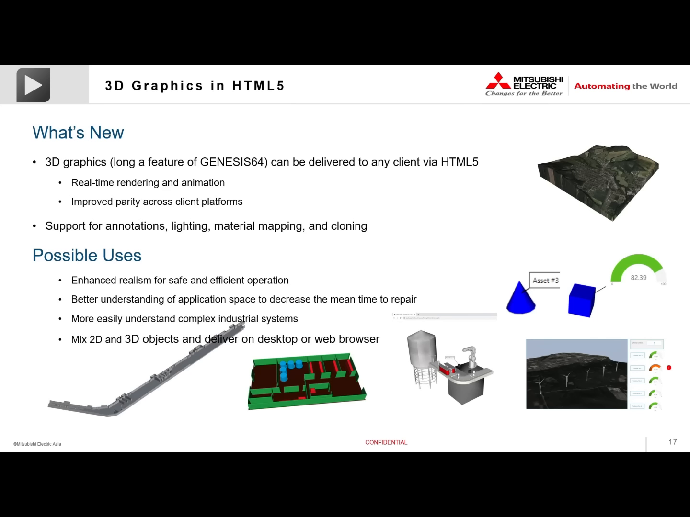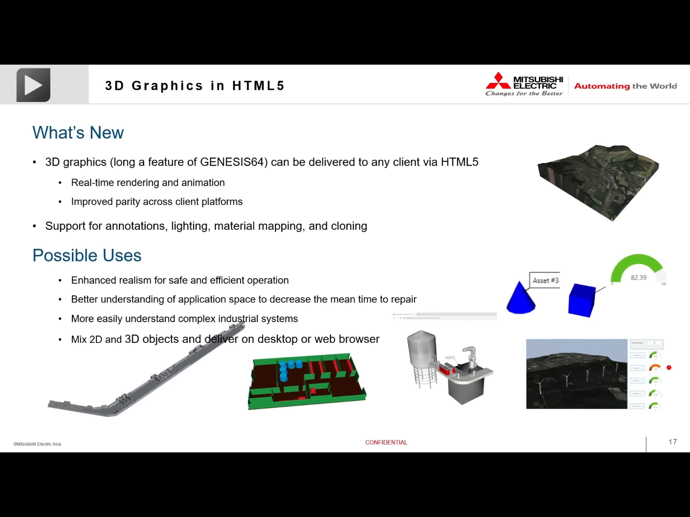One of the biggest gaps was 3D capability in HTML5, which is now available. So all your 3D graphics which run on desktop can run on HTML5, which includes real-time rendering and animation parity across the client platforms now. We can do annotations and lighting. When we create shadows or turn the objects, it will give you some reflections. We can also do material mapping, like when you put up a wall, we want to apply how the wall looks, bricks and so on.